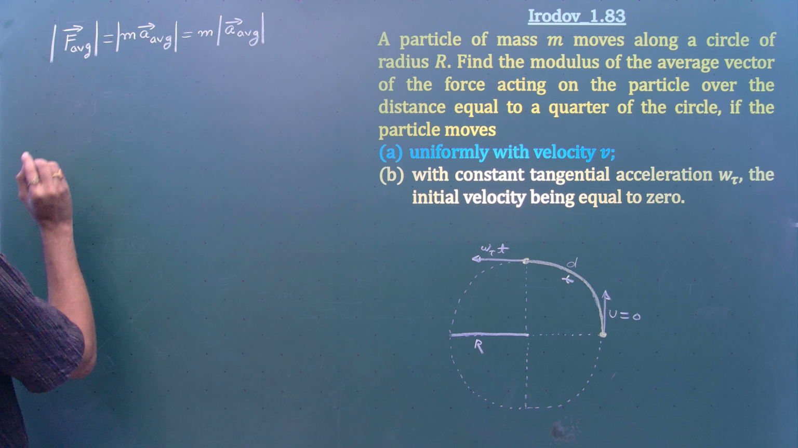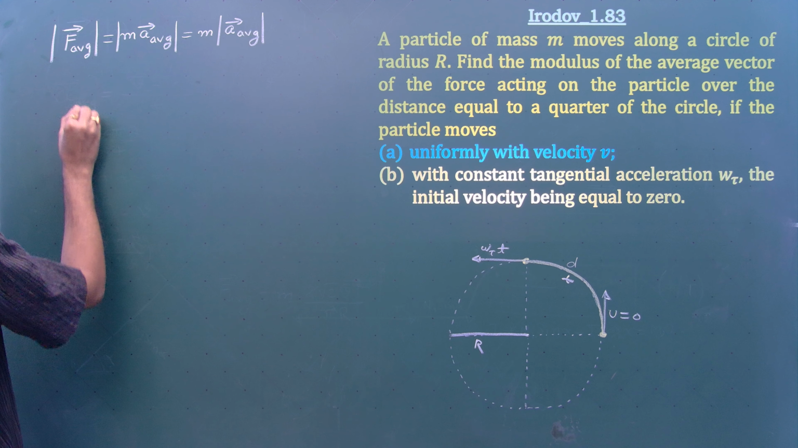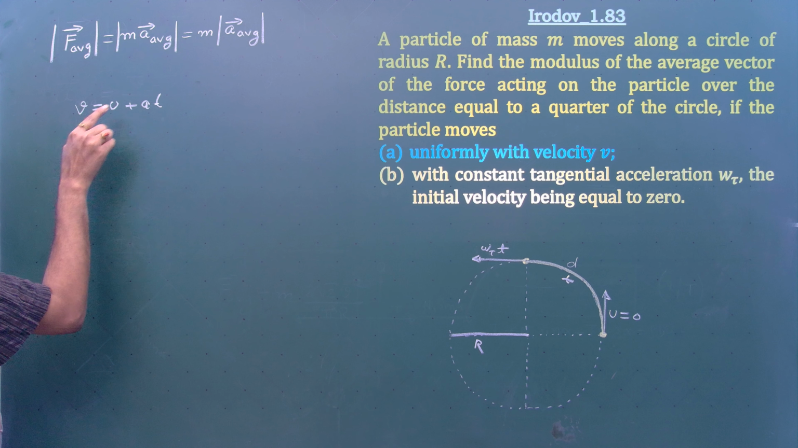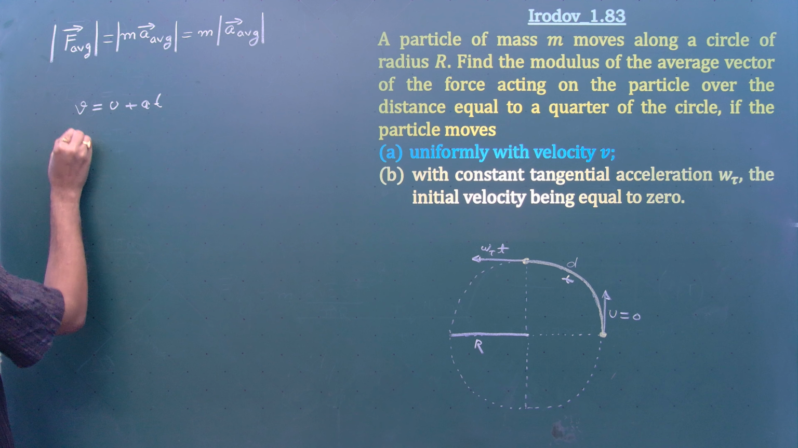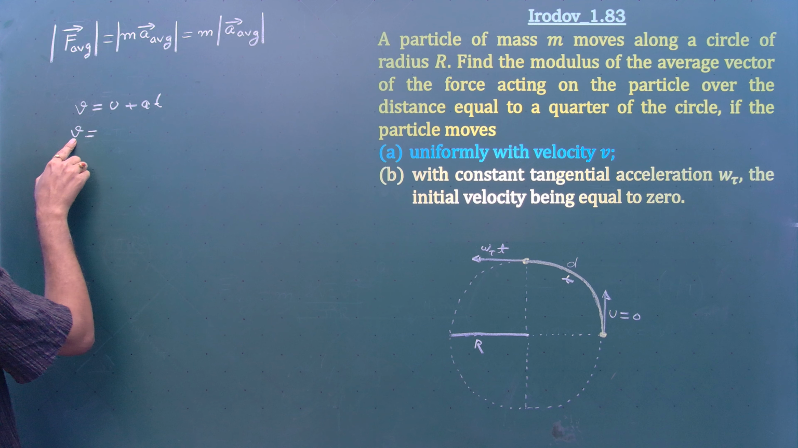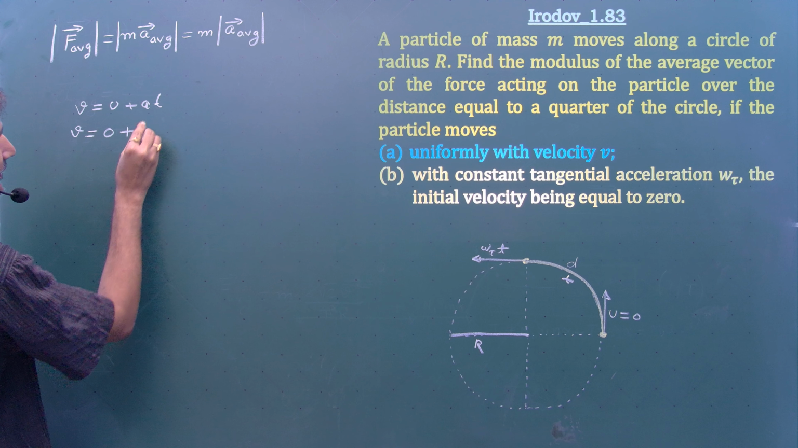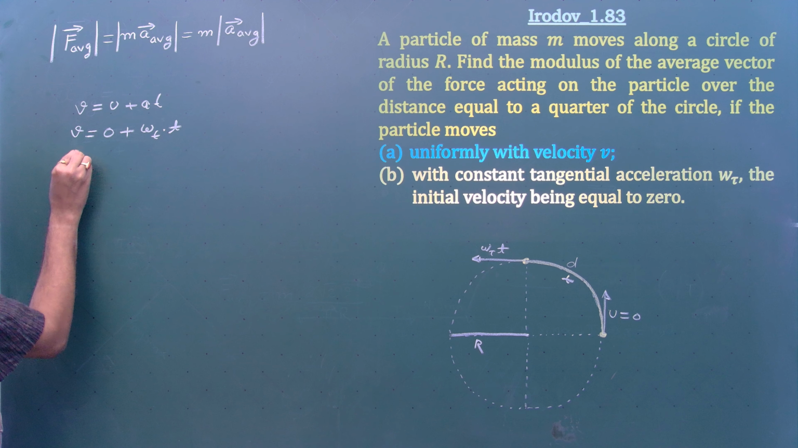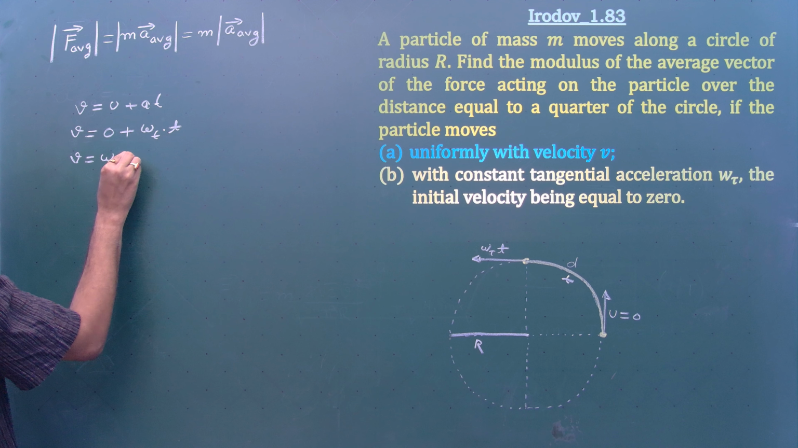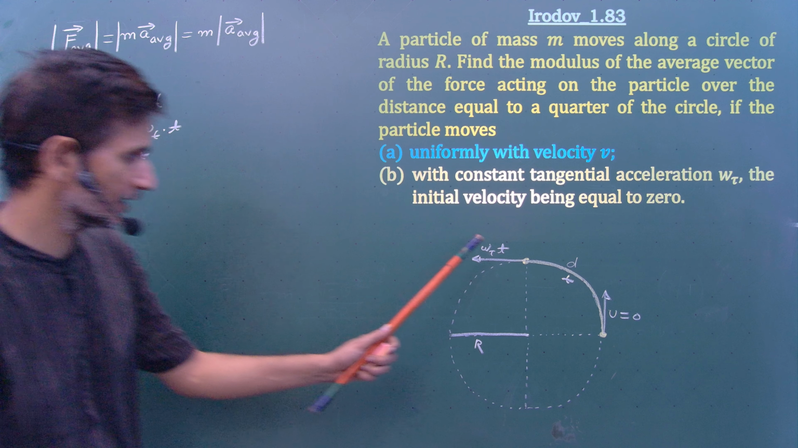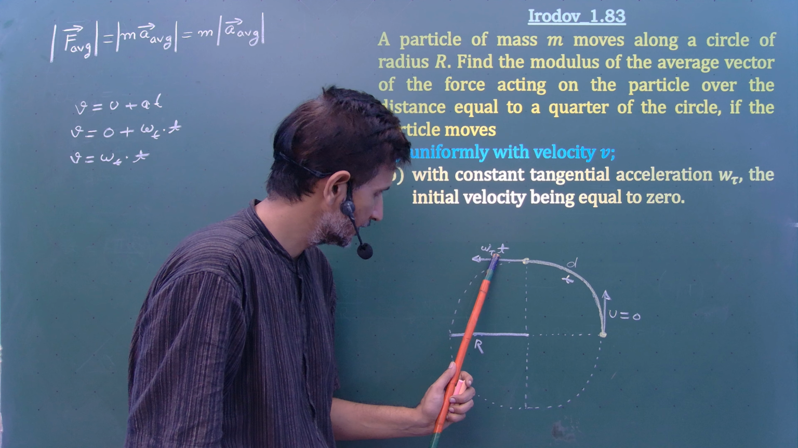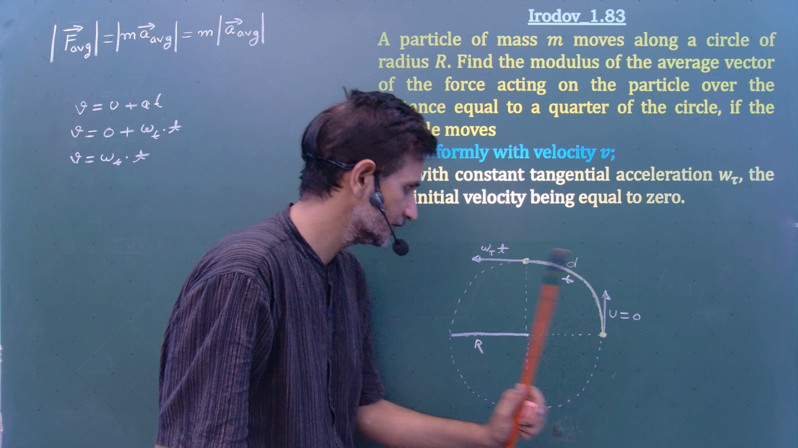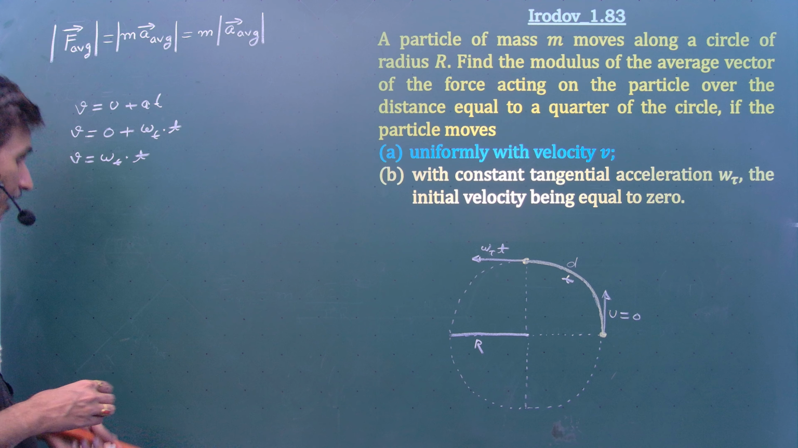How can I write it? Because when the tangential acceleration is constant, I can apply the formula v equal to u plus at. This is not velocity, this is speed. So the final speed should be equal to initial speed plus tangential acceleration wt into time t. So the final speed is tangential acceleration wt into time t. Yes, this is the final speed, and this is the direction of velocity.